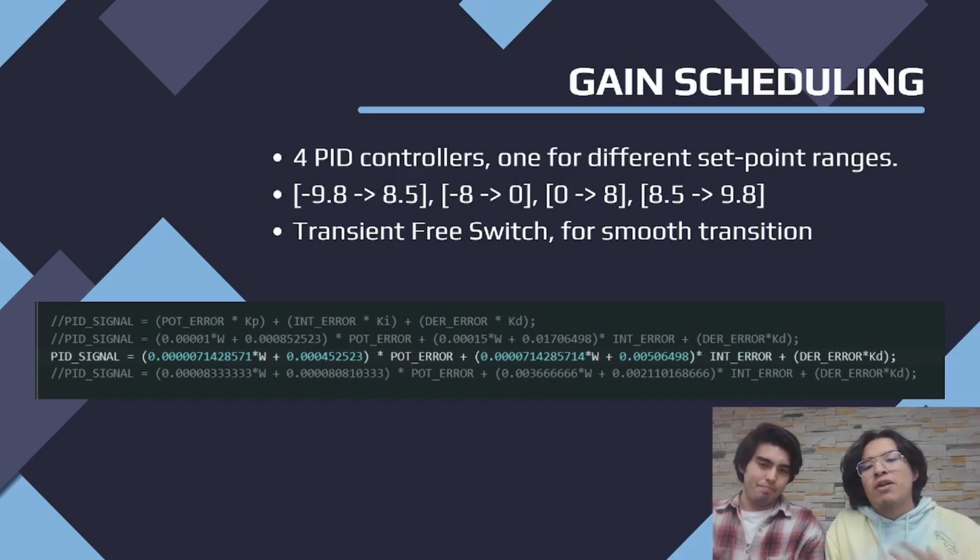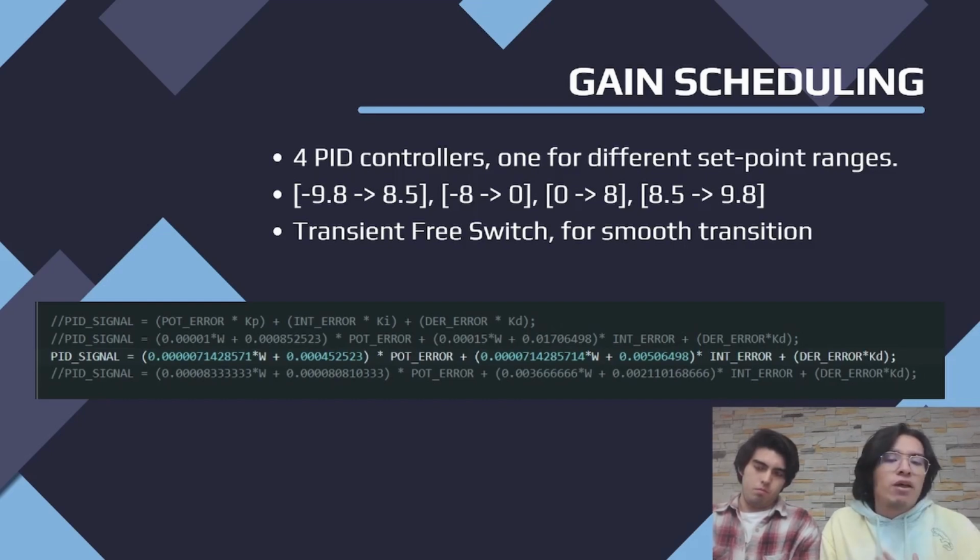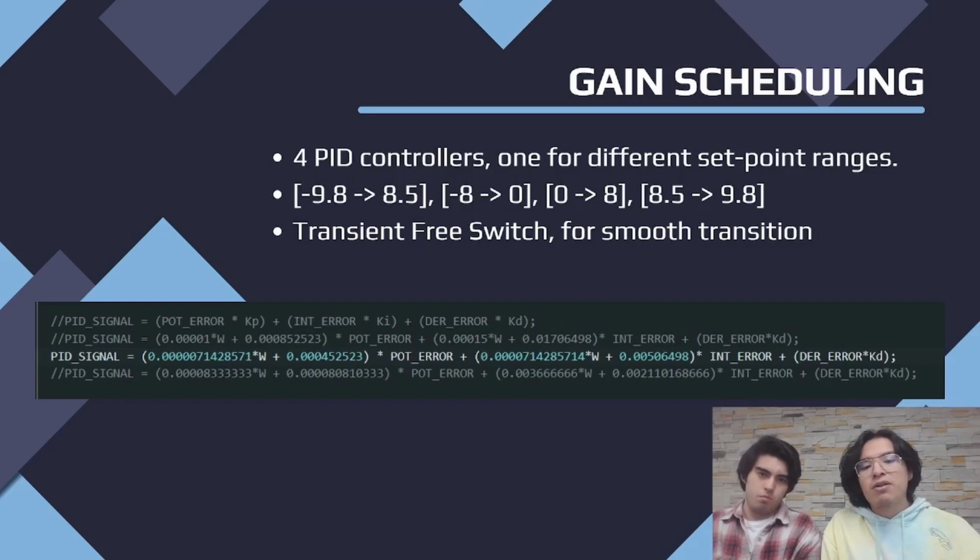After noticing that our PIDs work differently for positive and negative values, and also for the nonlinear and linear zones, we decided to implement more PIDs for these different values and zones, which led us to gain scheduling, where we ended up with two: one for positive and negative values in the linear zone, and one for positive and negative values in the nonlinear zone.